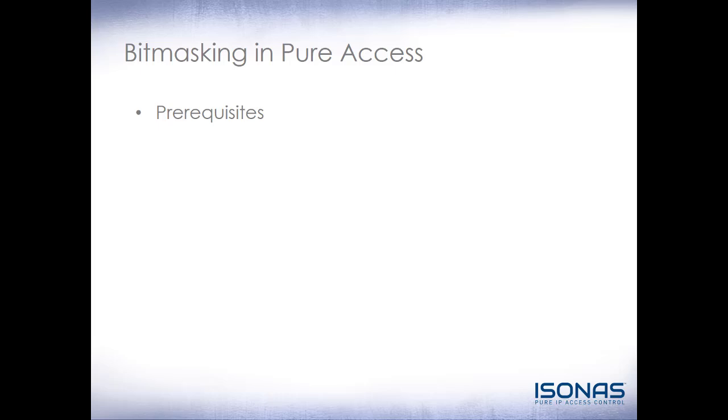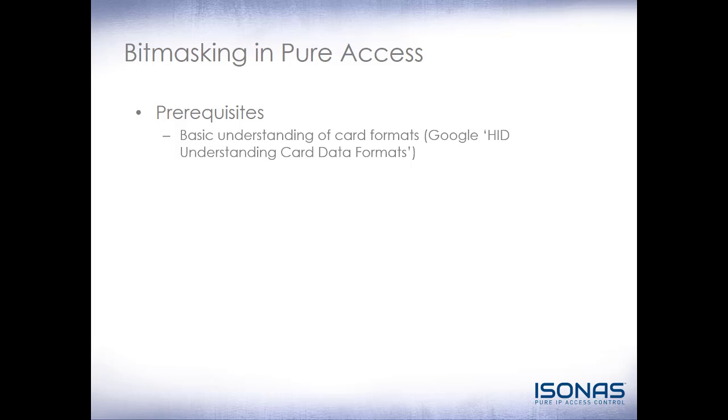This module is Bitmasking and Peer Access. Our prerequisites are a basic understanding of card formats. Google HID Understanding Card Data Formats. One of the top results will be a PDF from HID reviewing the basics of the Wiegand format and how to break down the bits that are sent from the proximity reader.